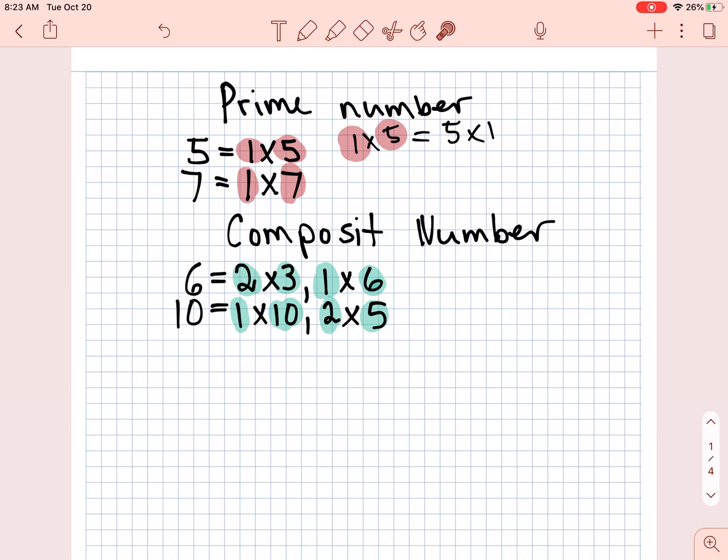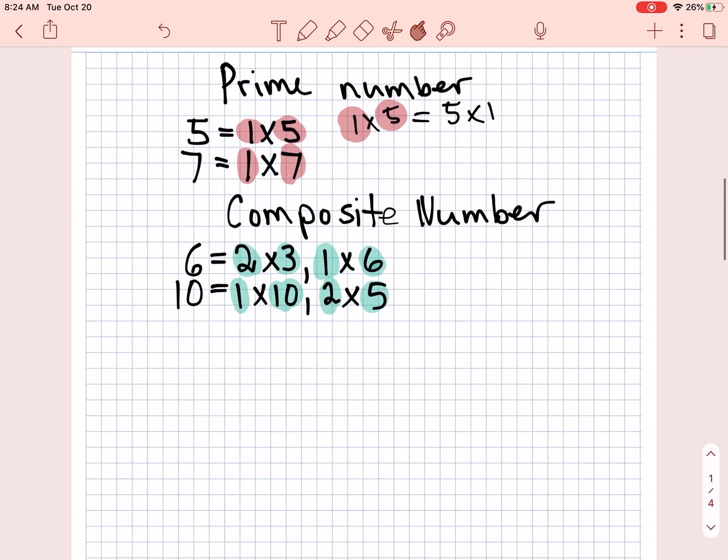Whereas a number that has lots of factors, like 6, there's 2 and 3 and 1 and 6. We call those composite numbers. Oops, I just realized composite needs an E. There we go. And numbers like 10 that have 1 and 10 and 2 and 5, those are composite numbers. Composite means there's lots of ways of making that number.